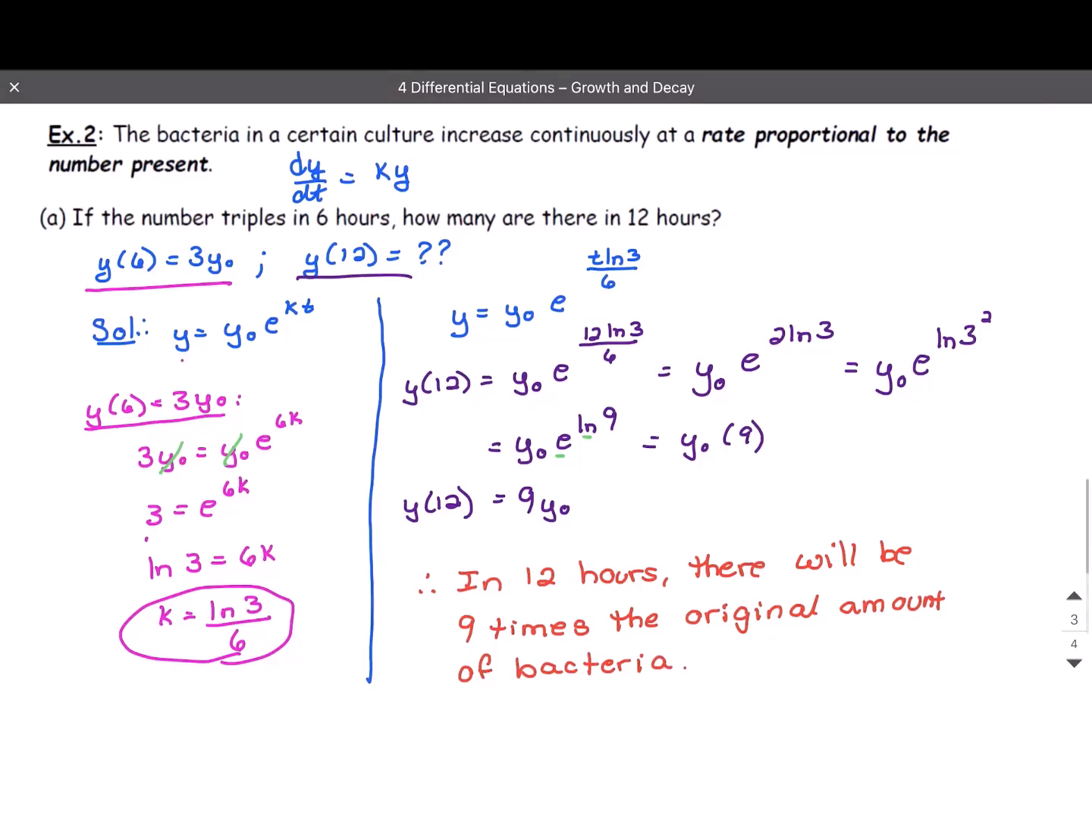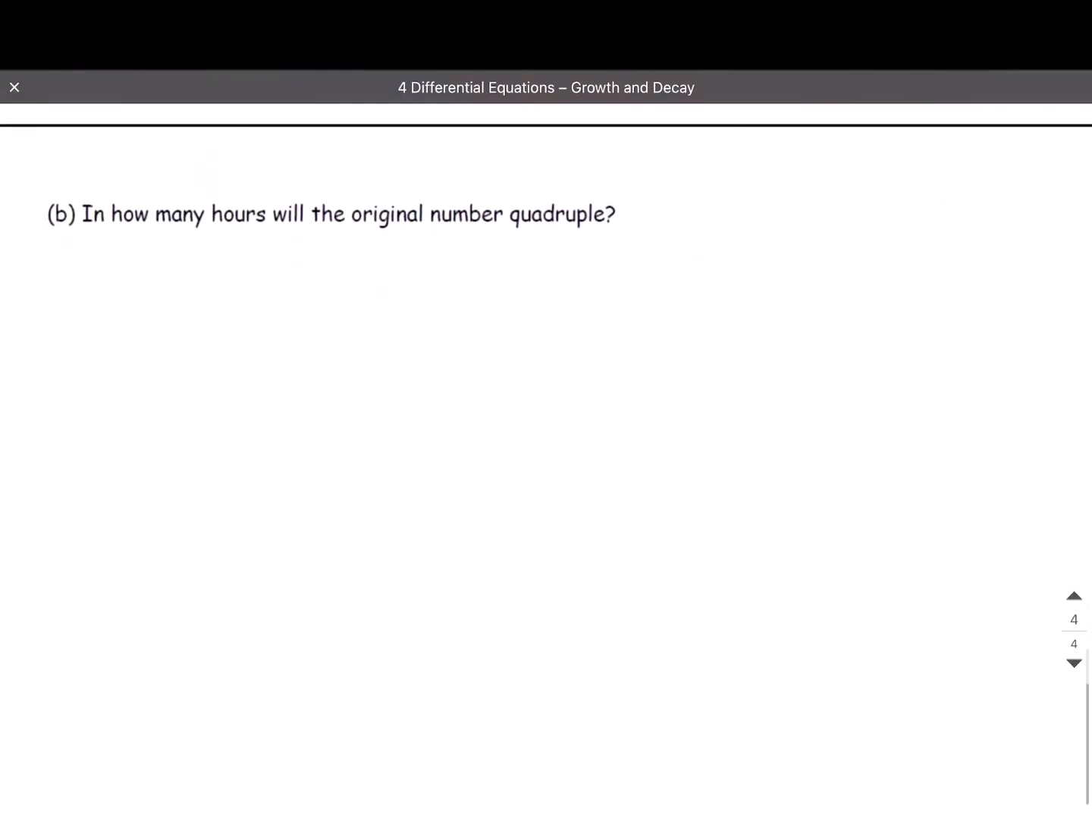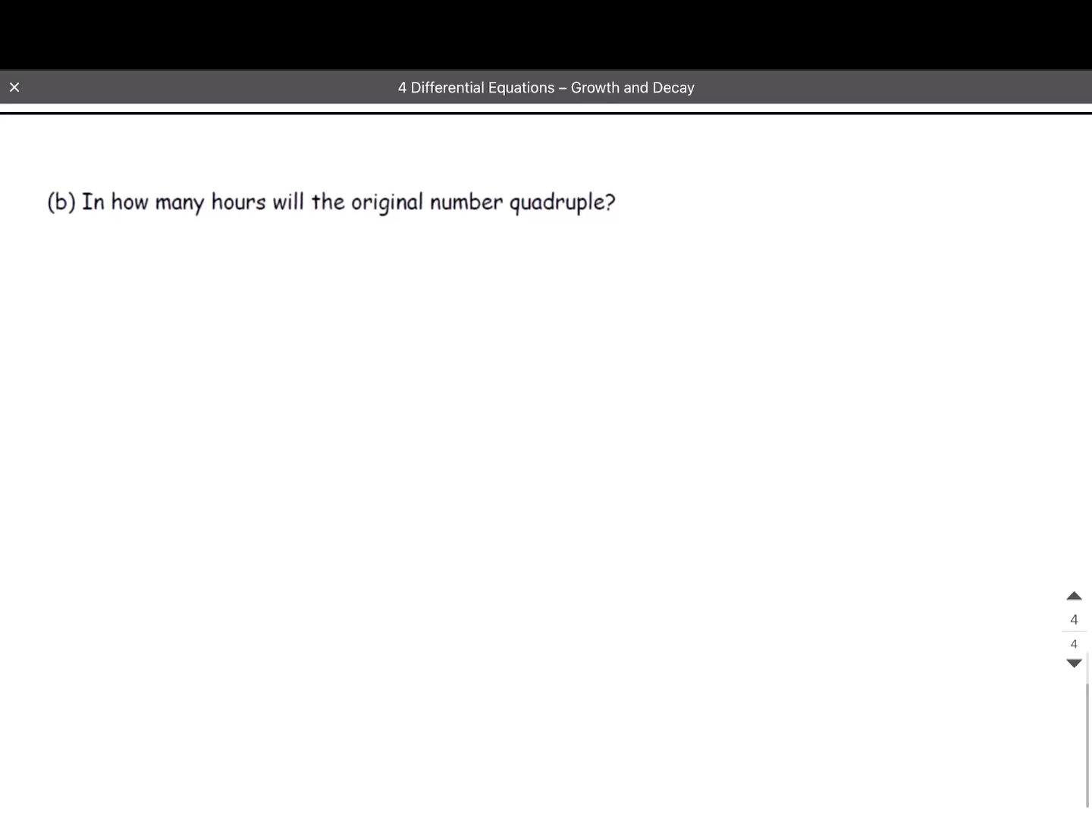Okay. Now there's another part. It says, in how many hours will the original number quadruple? So now we want to know the t when y is quadruple, means 4 times y naught. So remember, that would be the y value is 4y naught equals y naught e to the t natural log of 3 over 6. And again, we have a y naught on both sides, so they're going to divide out. Okay, so now I have 4 equals e to the t natural log of 3 over 6.